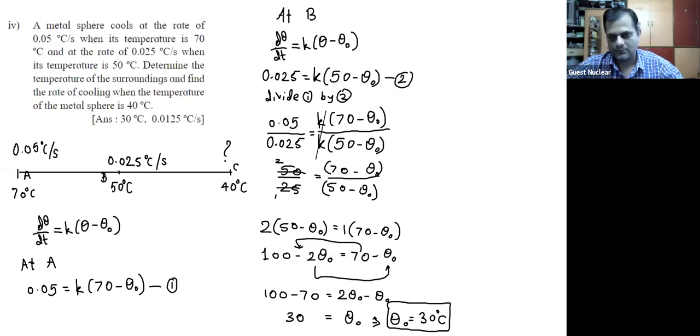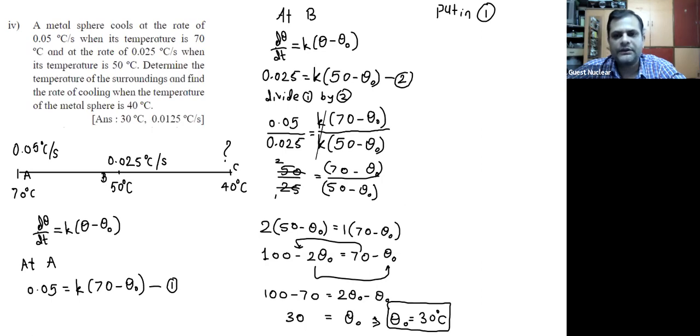I think this equation 2 will be better. और 1, यस ठीक है, उससे कोई फर्क नहीं पड़ता ज्यादा. चलो पुट दिस वैल्यू ऑफ थीटा नॉट इन इक्वेशन नंबर 1, ओके, एंड ट्राई टू फाइंड आउट द वैल्यू ऑफ के हियर. ओके, सो और यू कैन जस्ट फाइंड आउट द रेट ऑफ कूलिंग डायरेक्टली विदाउट फाइंडिंग द वैल्यू ऑफ के ऑल्सो, वो भी मैं बताता हूँ 1-2 मिनट के बाद. पहले चलो के का वैल्यू तो फाइंड कर लेंगे.